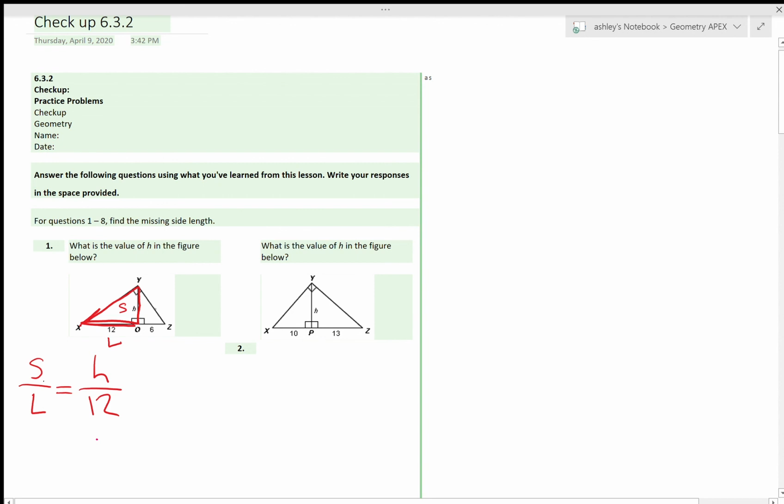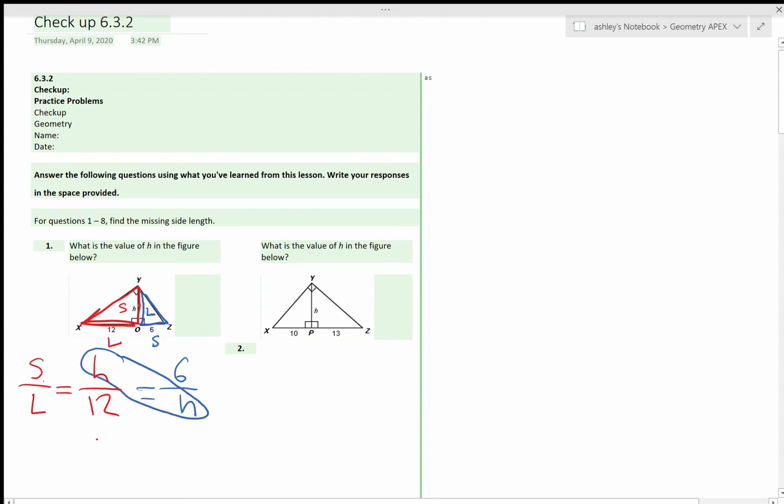So I can set that up for the blue triangle on the other side. This time this 6 is clearly the smaller side, and this h will be my larger side. So keep that ratio consistent. The small should be on top, so this time 6 is on top, and now h is on bottom. And now we just cross multiply.